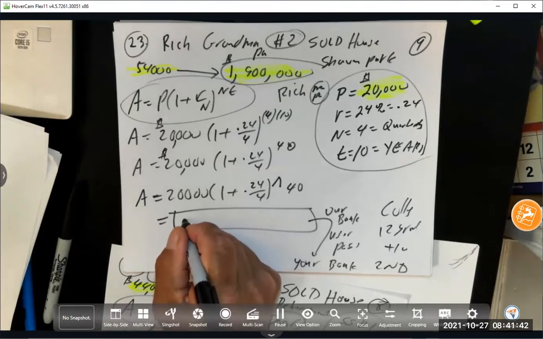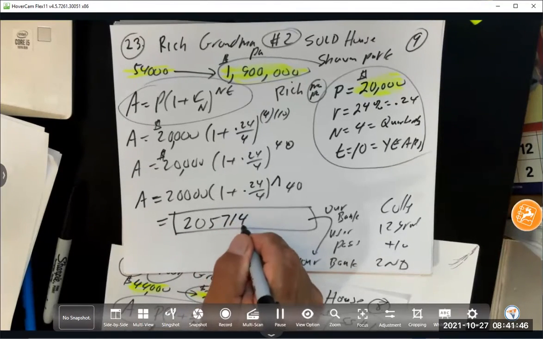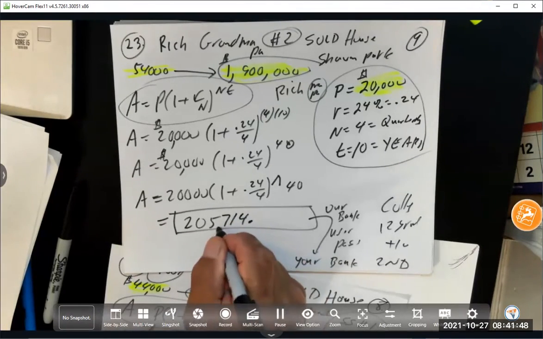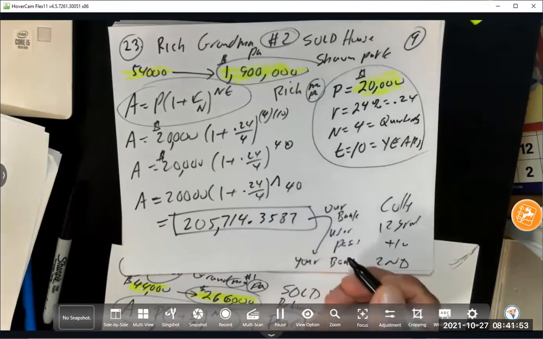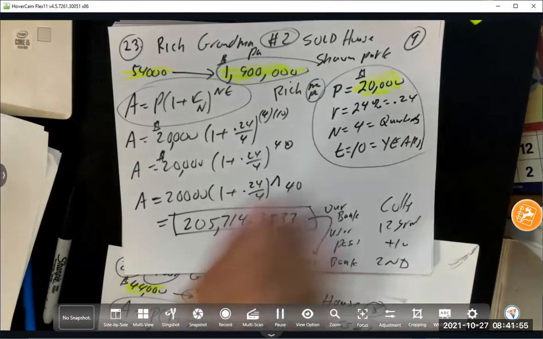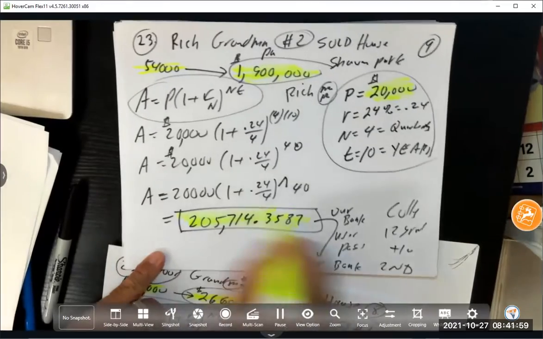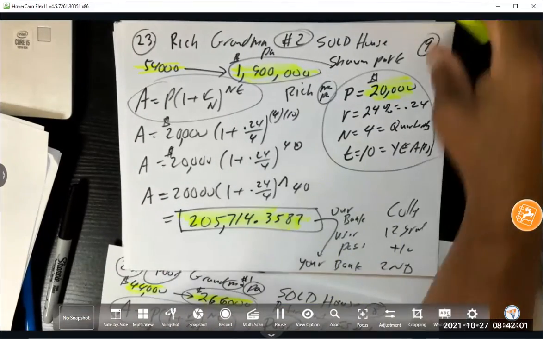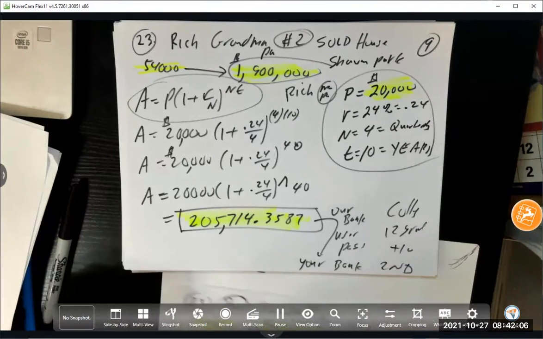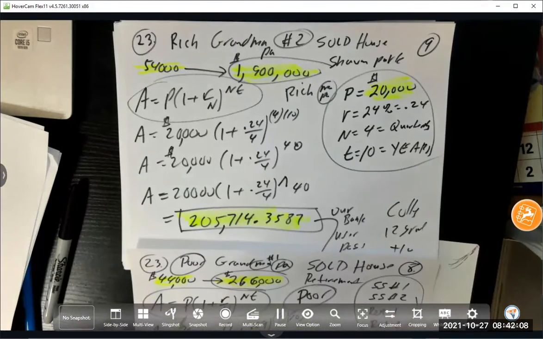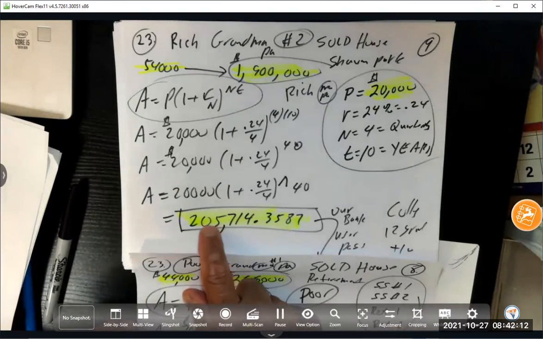I got 205,714,000 3.3587. Okay, let me write this down. 3587 like this. Oh man, that's a good chunk of money. Excellent, man. Thank you, grandma and grandpa. He could go buy a decent house with that money. You could easy a 2-bedroom house, 3-bedroom house, easy.